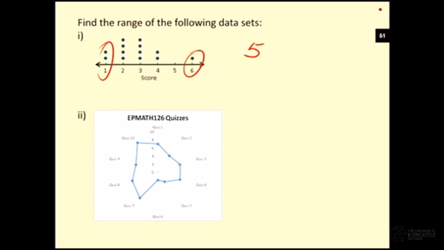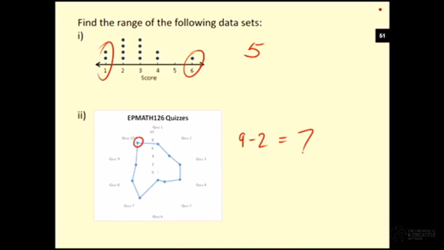Same with the next one. I just want highest minus lowest. I've got to go fishing a bit. The highest quiz, the result closest to the outside of this radar chart, is this one. There's 8, there's 10. It's clearly the 9. The lowest mark, there's the 0, there's 1s, there's 2s. It touches 2. Yep.